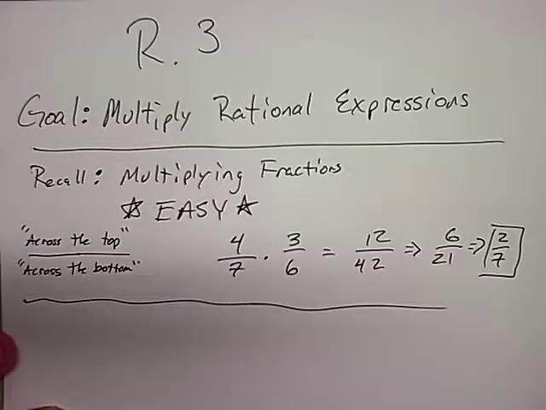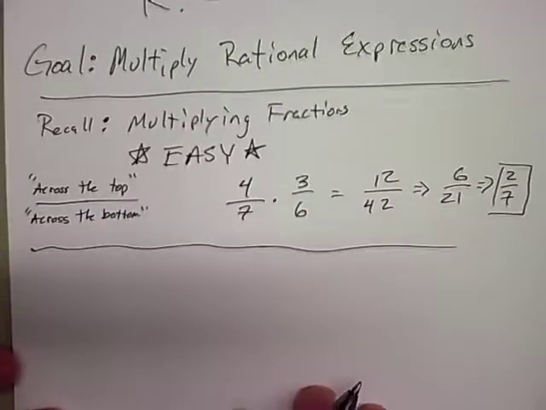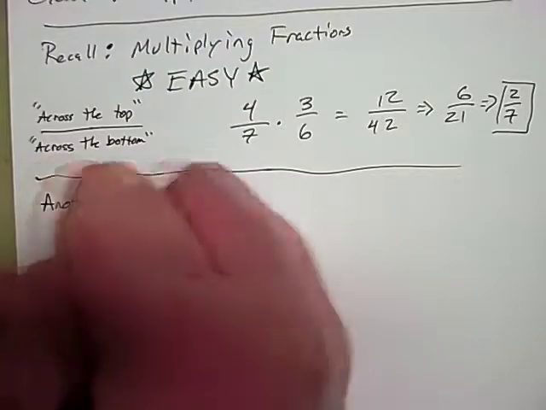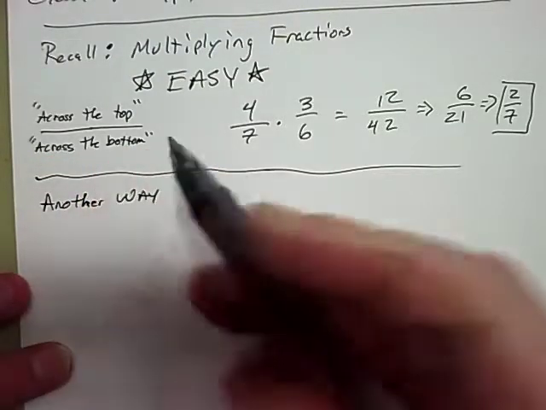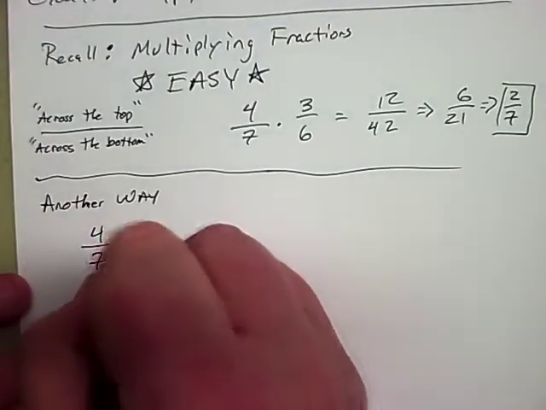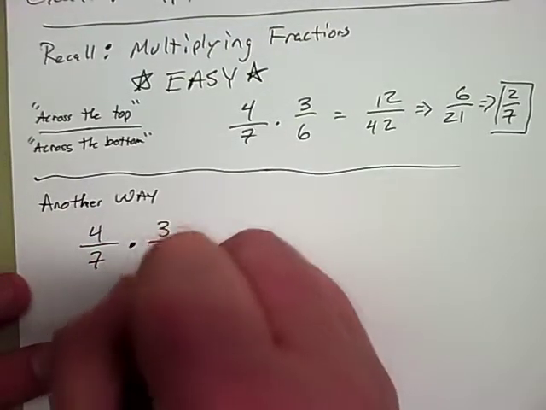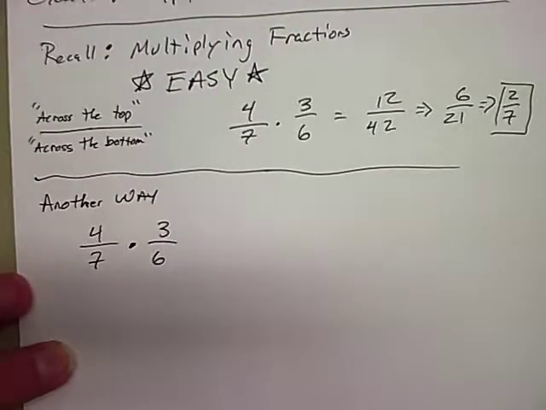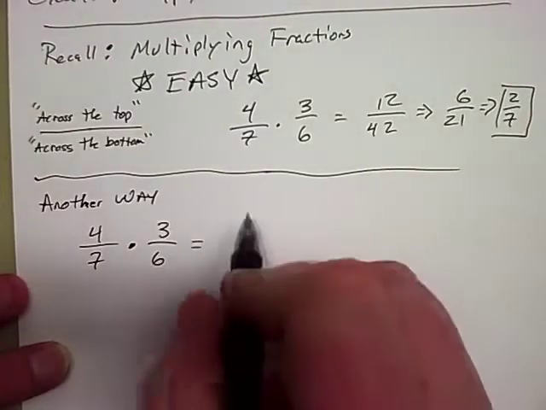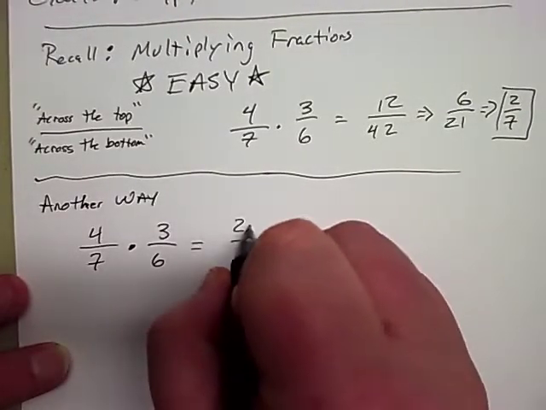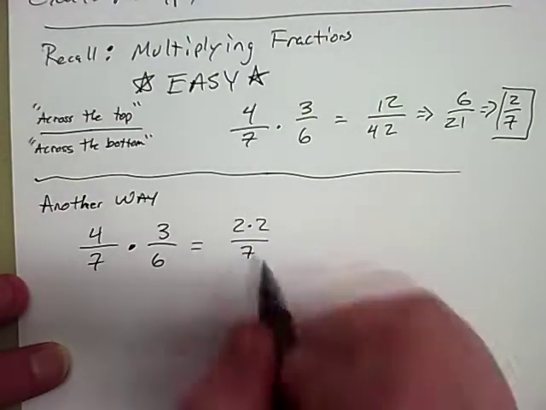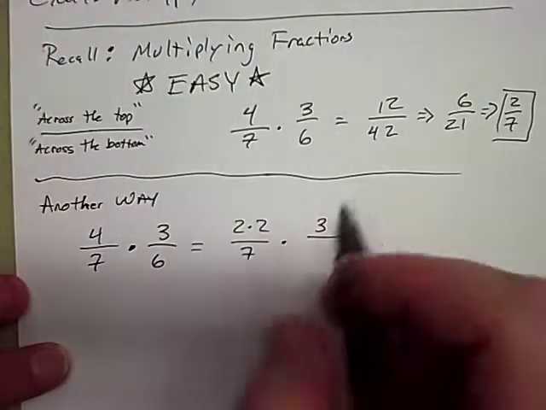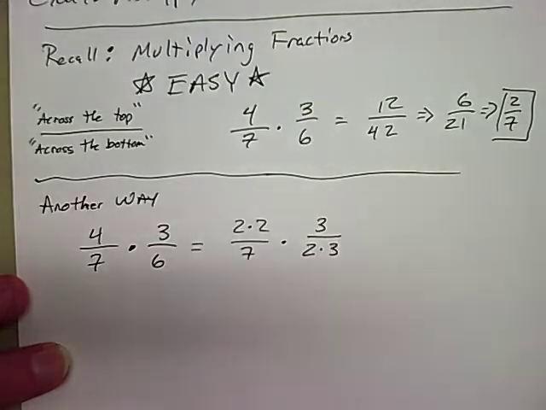Now, I want to show you another way of doing this. Let's do the same example, but here I'm going to go another way. Same example, 4 over 7 times 3 over 6. Now, instead of multiplying 4 times 3, what I'm going to do is say, well, 4 is the same thing as 2 times 2, right? And 7 is just 7 times 1. 3 is the same thing as just 3 times 1. And 6 is 2 times 3.